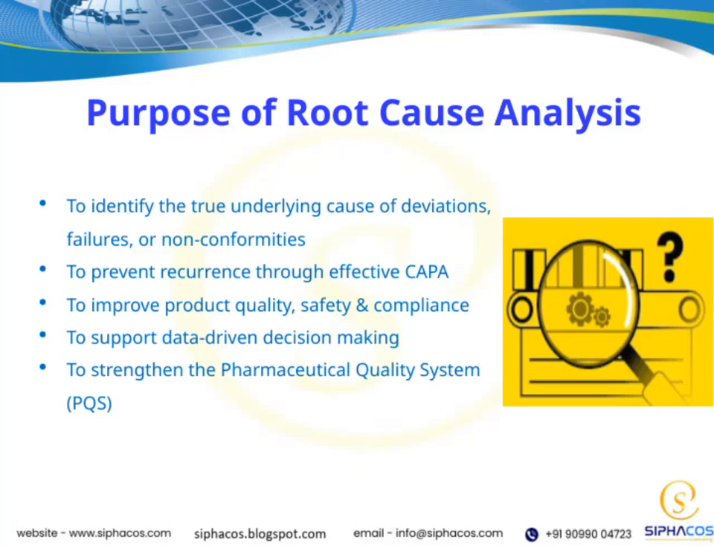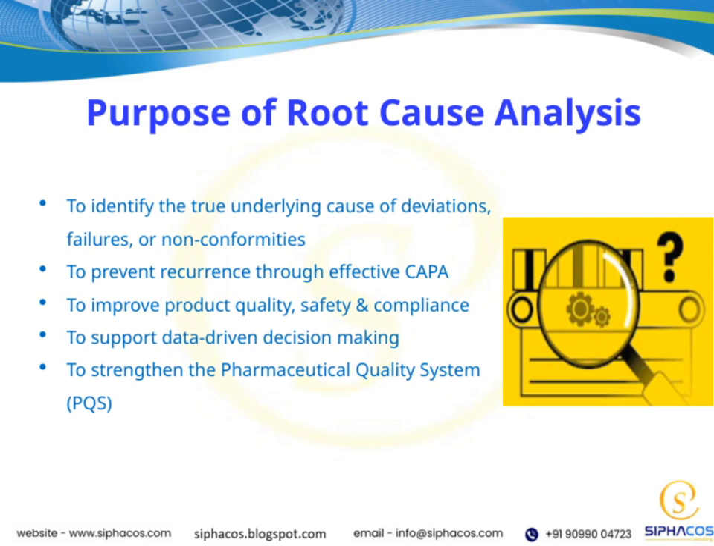Let's take a closer look at the purpose of root cause analysis, or RCA. The main goal here is to identify the true underlying cause of deviations, failures, or nonconformities that we encounter. It's not just about addressing the surface issue, but really digging deep to find what's causing it in the first place. By doing so, we can prevent these issues from recurring in the future through effective corrective and preventive actions, or CAPA. This proactive approach helps us not only fix problems, but also stop them from happening again.